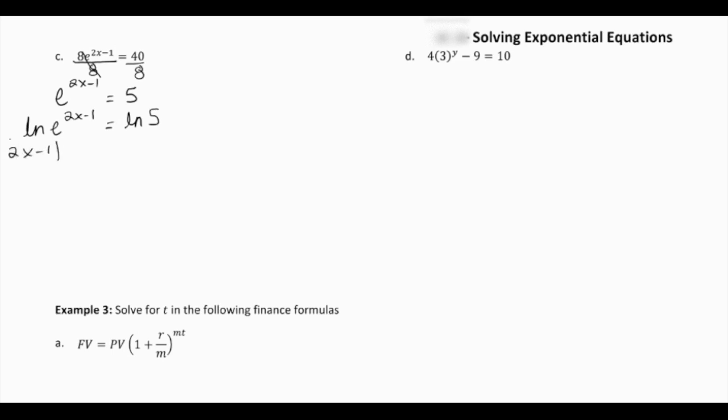So we have ln of e to the 2x minus 1 equals ln of 5. We apply the power property of logs: 2x minus 1 times ln of e equals ln of 5. And remember, the natural log of e is 1. So we have 2x minus 1 equals ln of 5.